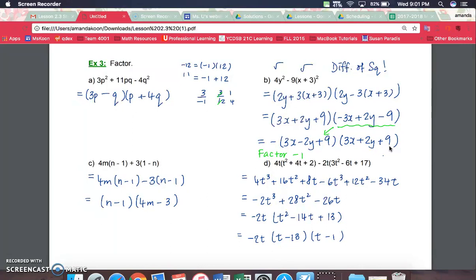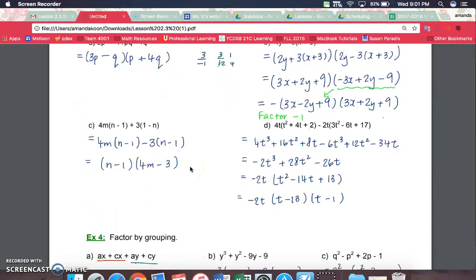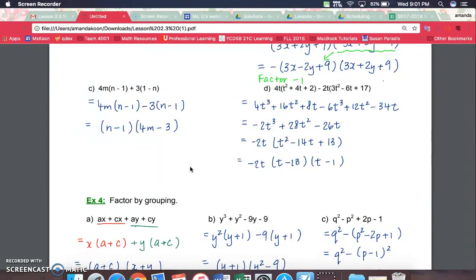Okay. C. Once again, I have a binomial. It's a really long binomial. First term is 4m times n minus 1. The second term is 3 times 1 minus n. And you go, well, hold on a second. I don't see anything that looks exactly the same.